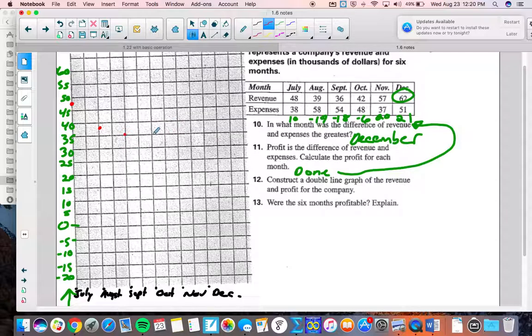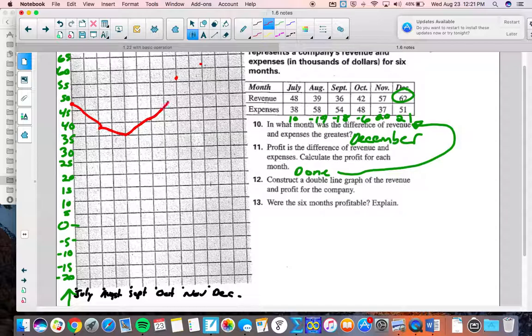36, 42, 57, and 62. You know what? I should actually put 65 on here. You want to cover beyond the highest and lowest point. So now to make this a line graph, I connect the dots.